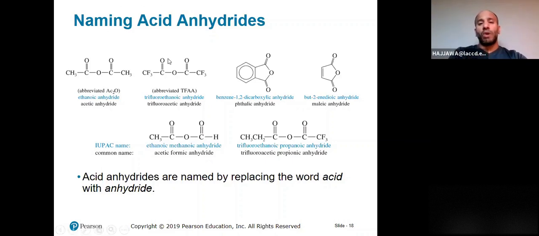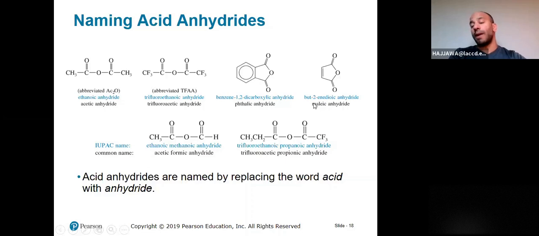Here's another. So I have a trifluoroethanoic anhydride. If I would have the acid, it would be trifluoroethanoic acid, but since I don't have the acid, I have the anhydride, then I will change it to trifluoroethanoic anhydride. Here's another example. So I have a benzene 1,2-dicarboxylic anhydride, and here's an alkene with an anhydride attached.